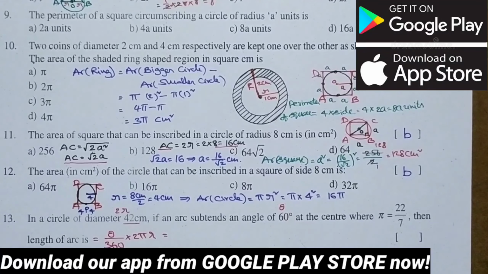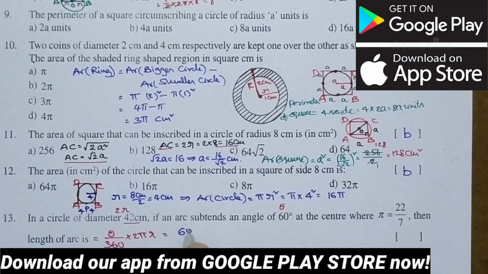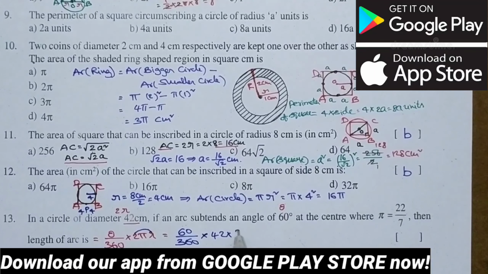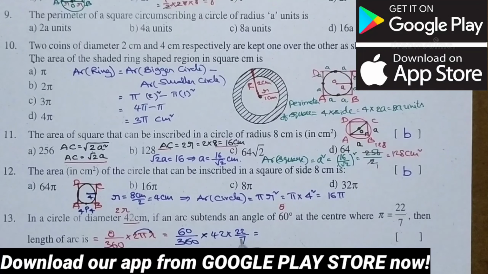So let us substitute the values. Here theta is 60 degrees out of 360 into 2 pi r. In place of 2r we can write 42, into pi is 22/7. So here we can do cancellation. This is 7 ones are 7 and 7 sixes are 42.